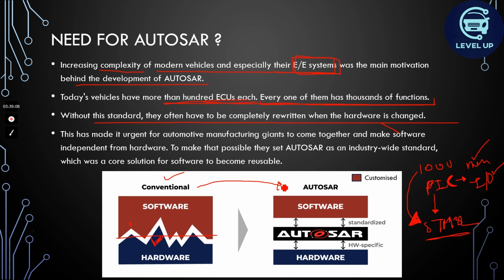Now on the right side, whenever the AUTOSAR has been introduced, what they have created is that they have just separated the different layers. The software layer has been introduced separately, and the hardware layer has been introduced separately, and in between that, the AUTOSAR framework has been fit. So let's say whenever the hardware is replaced, you are using a PIC microcontroller and now you change it to the STM32, your software implementation code will not be changing.